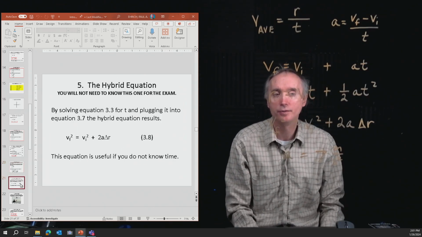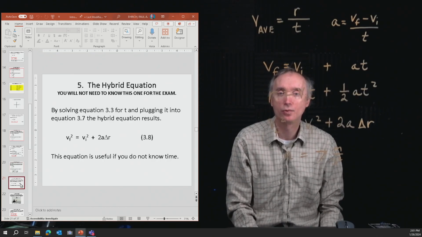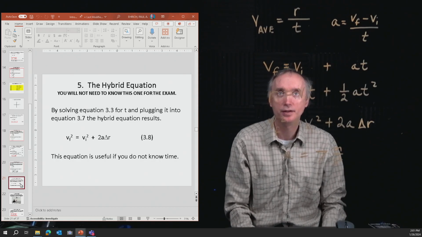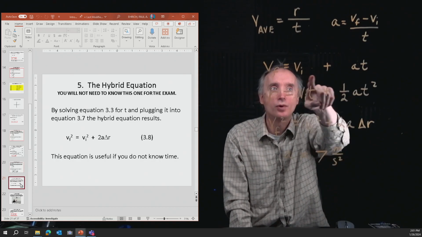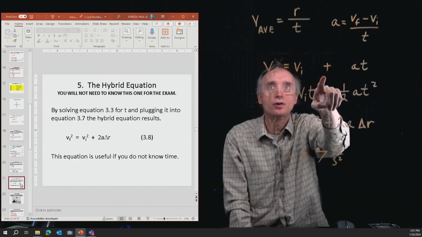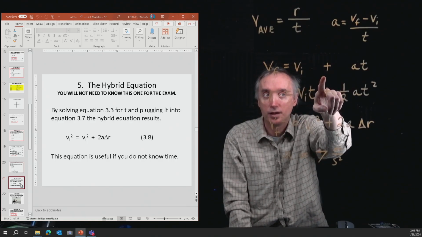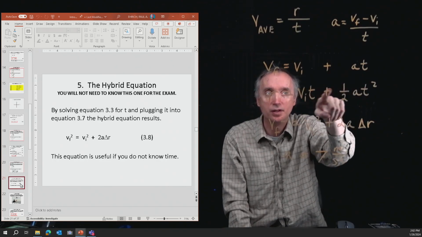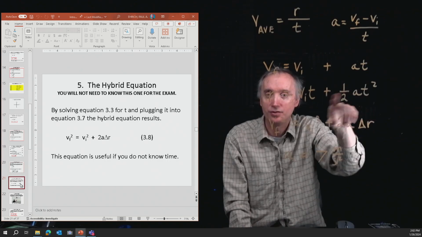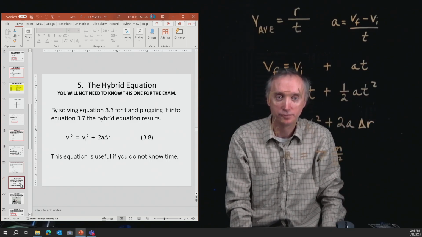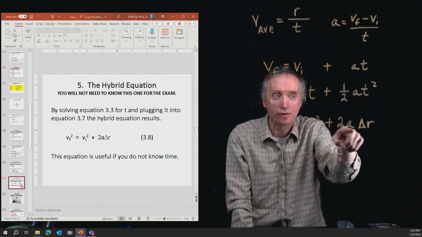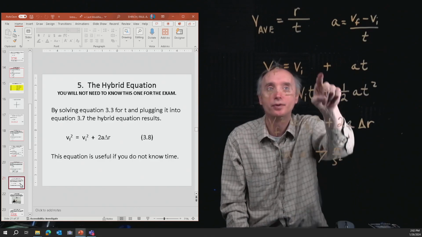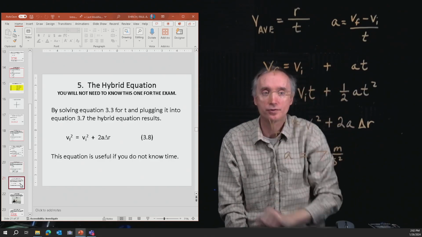Okay, then you have the hybrid equation. The way that the hybrid equation was generated is if you take this equation right here and solve it for the letter t, and then substitute it in for this t and then this t, and then do a whole bunch of simplification, you end up with this third equation. This is called the hybrid because it's a combination of this equation and this equation.